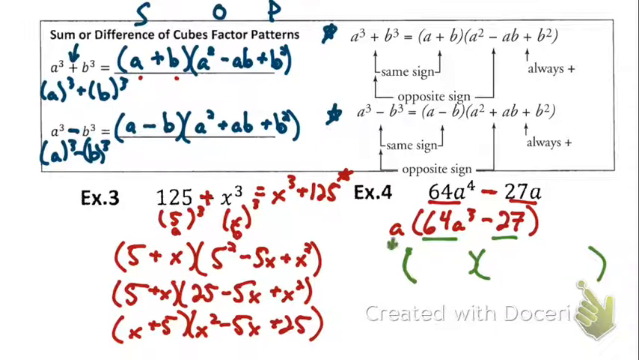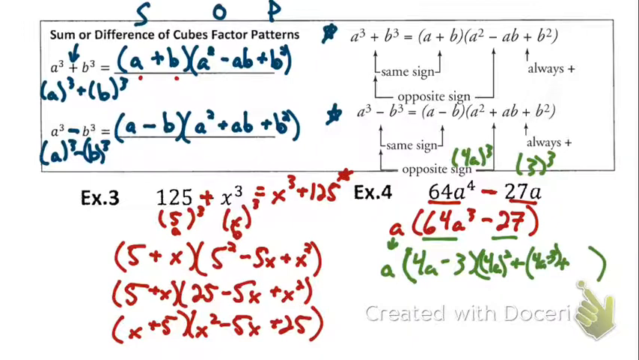Let me erase that and make it look a little nicer. Now this A, like I said, has to follow it down. So 64A to the third is the cube of 4A. 27 is the cube of 3. So I would have 4A minus 3, same sign. Then the opposite sign, and finish with the positive. So this would be 4A quantity squared, and then this is 4A times 3, and then we finish with 3 squared.